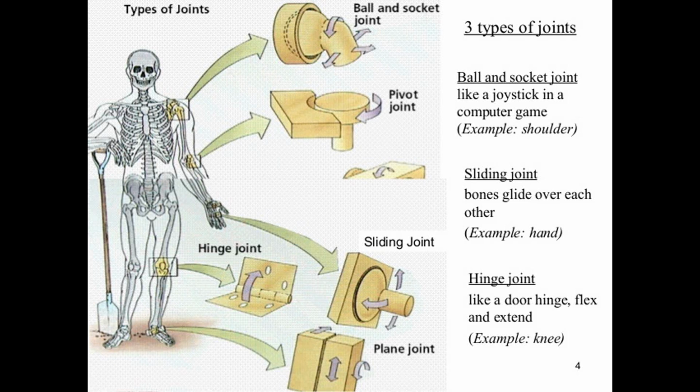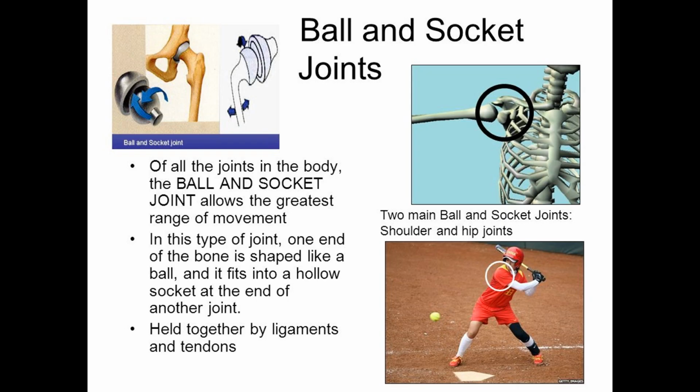In today's lesson, we want to talk all about the different body joints, which is very important in science. There are three main types of joints. You have the ball and socket joint, which is like a joystick in a computer game. Example: the shoulder. Then you have the sliding joint, where bones glide over each other. Example: the hand. Then you have the hinge joint, like a door hinge, which flexes and extends. Example: the knee.